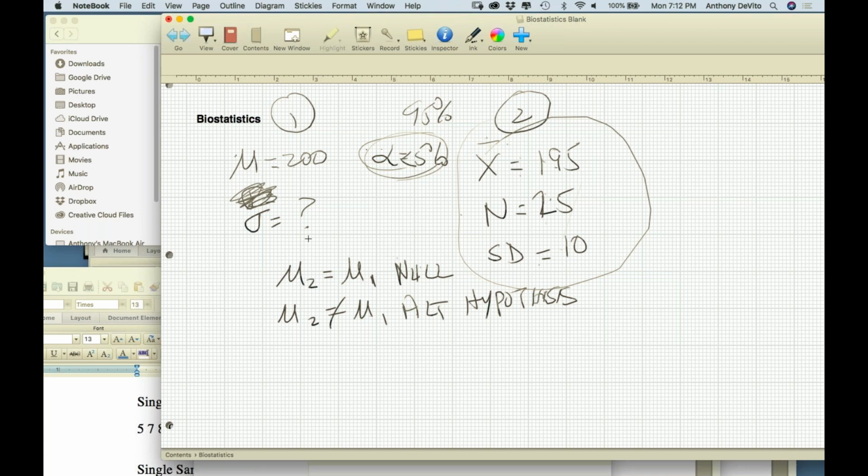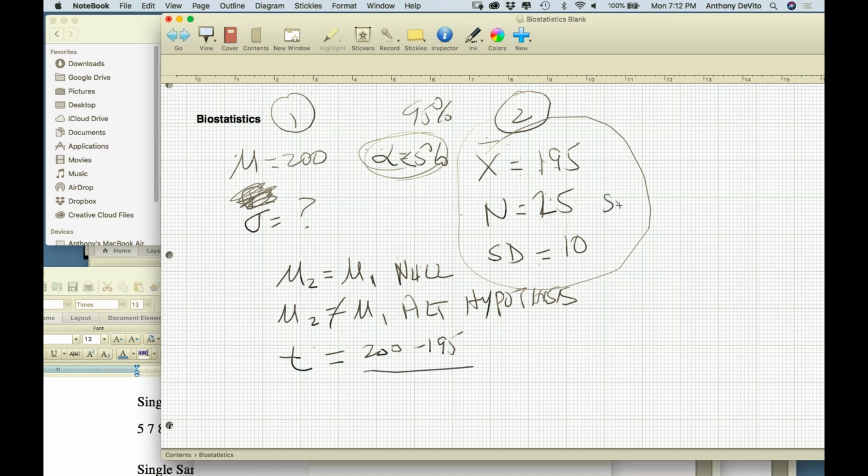Let's take a look at this. In order to calculate that, I don't know sigma, so I'm going to calculate how many standard errors apart they are. I'm going to call that t, not z, because I don't know the population standard deviation and it's a small sample. The number of standard errors apart is the difference in the two means, 200 minus 195, over the standard error.